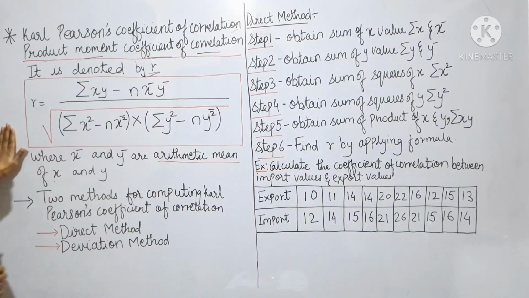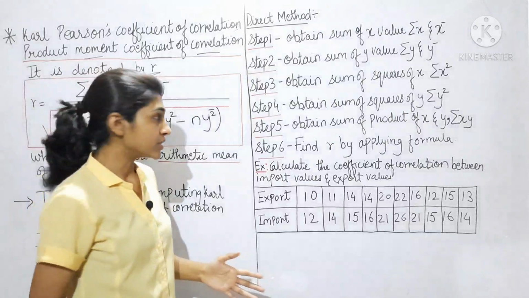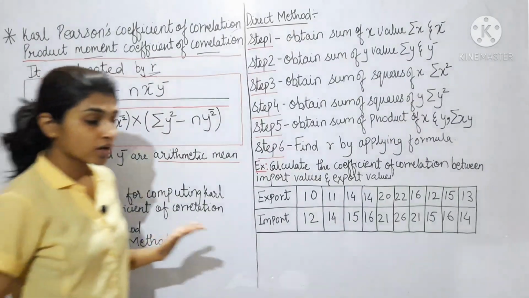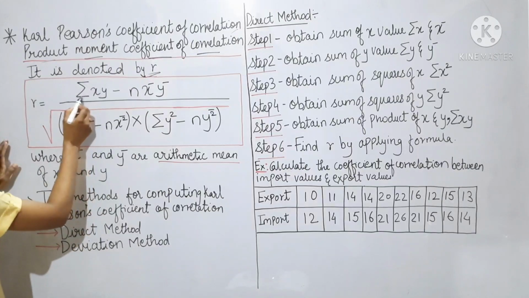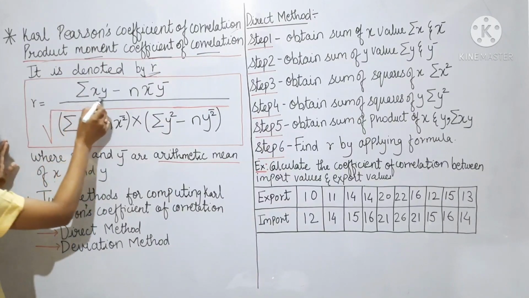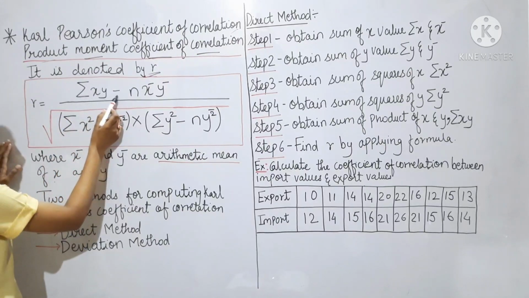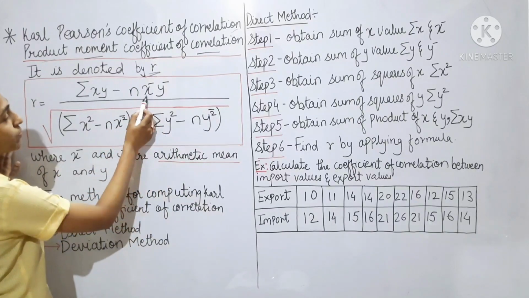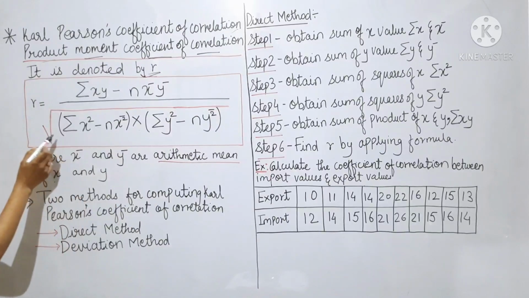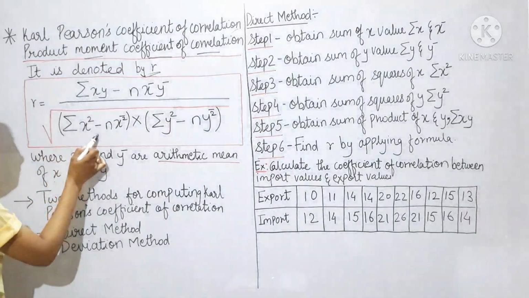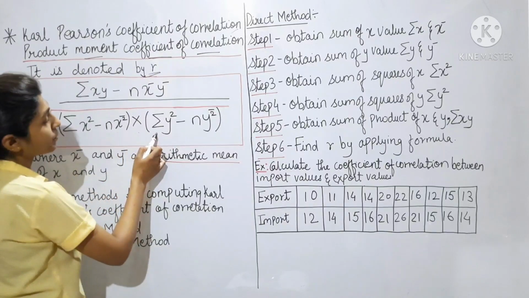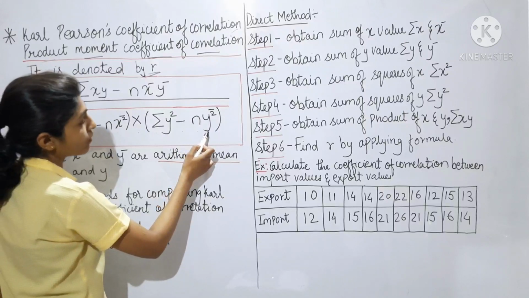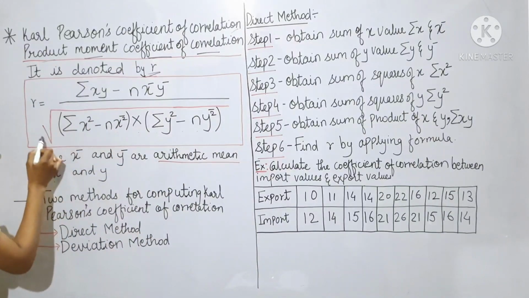Now to find the Karl Pearson coefficient of correlation, this is the formula we are going to use to find the linear relationship between two variables. r is equal to summation, sigma or summation means the total, of xy, minus n, the number of observations, multiplied by x bar multiplied by y bar, divided by bracket summation of x square minus n x bar square, bracket close, multiplied by bracket summation of y square minus n y bar square, bracket close, and this is under the square root.